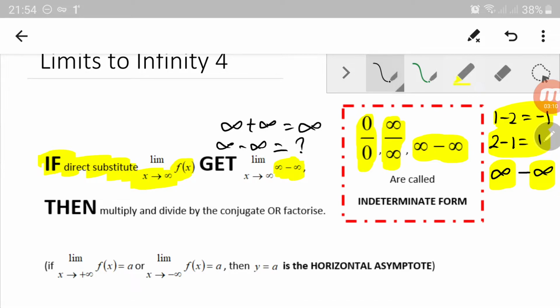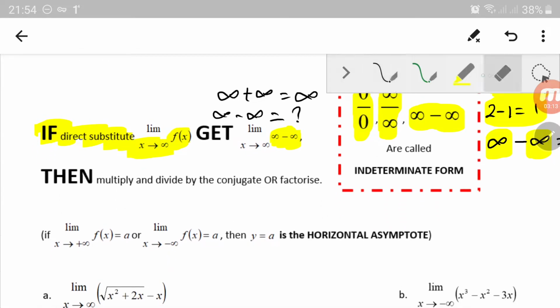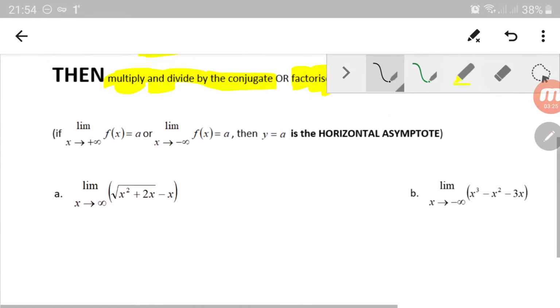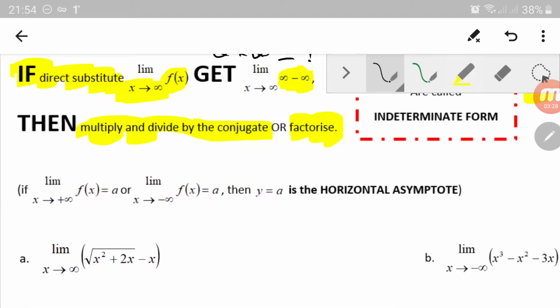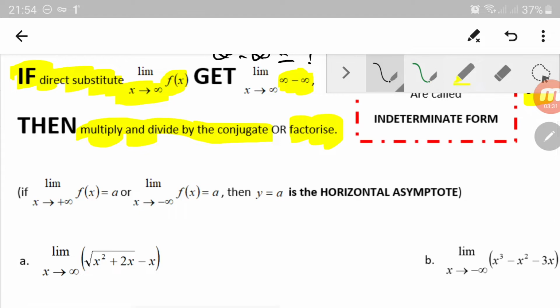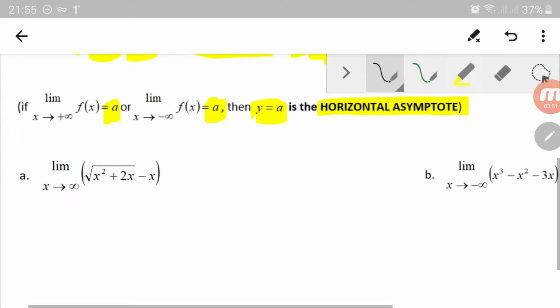So what we have to do if we find this kind of thing is multiply and divide by the conjugate, or we factorize. If we conjugate and factorize, then we get a number, a constant. Then that constant is the horizontal asymptote. So let's get started.